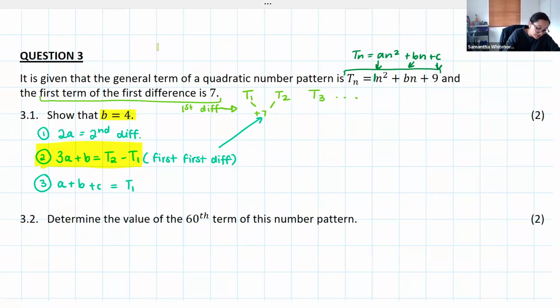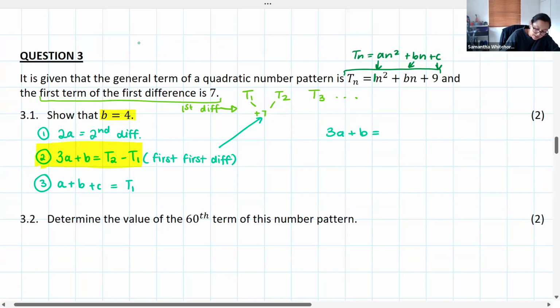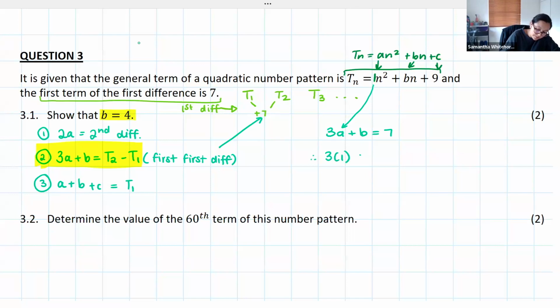So we're going to use our formula and substitute in. 3A plus B is equal to the first term of the first differences, so 7. And remember, A is equal to 1. So we've got 3 times 1 plus B is equal to 7. And so B is equal to 4.